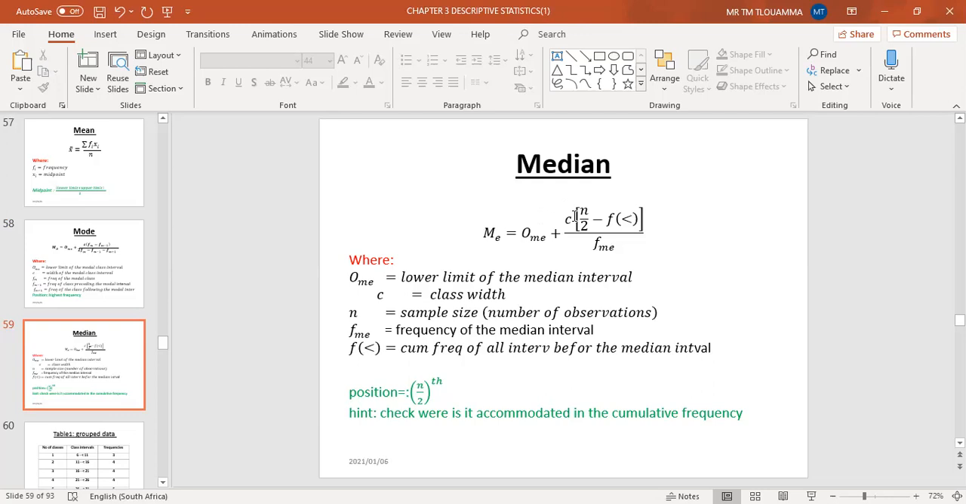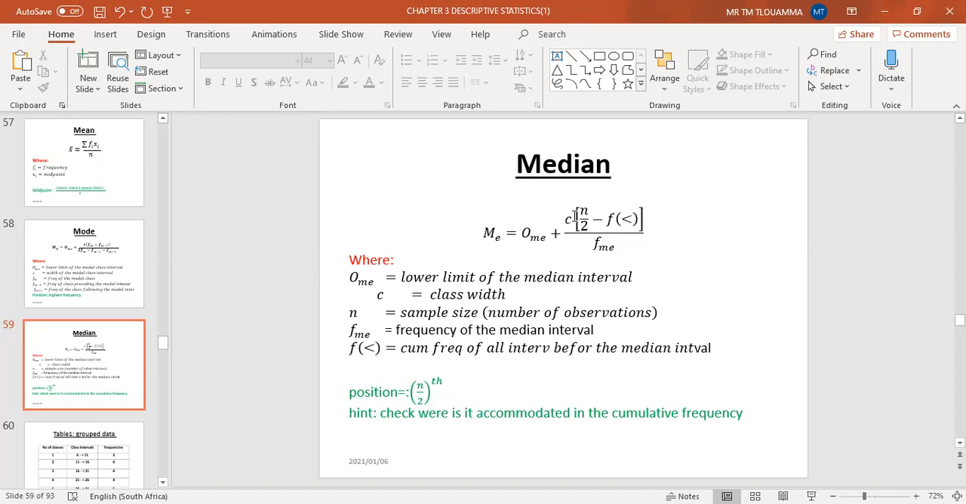I told you that whenever you're calculating the median, the percentiles, all the non-central measures, there's no way you can find them without the position. The median, the percentile, the quartile, the decimals. You have to find the position. You don't just decide those measures without finding the position. The position is very much important. So n divided by 2 is the position.